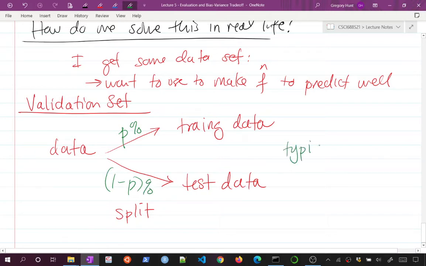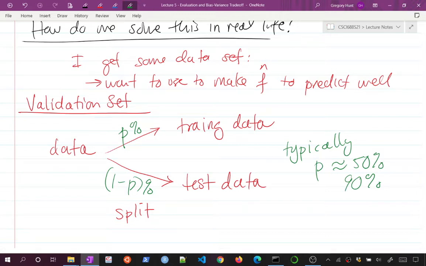Typically, p is maybe like, sometimes you use p as 50%, sometimes people use say 90% training, 10% testing. Those are common ways to do it. And on my training data, I fit the model, and on the test data, I evaluate.